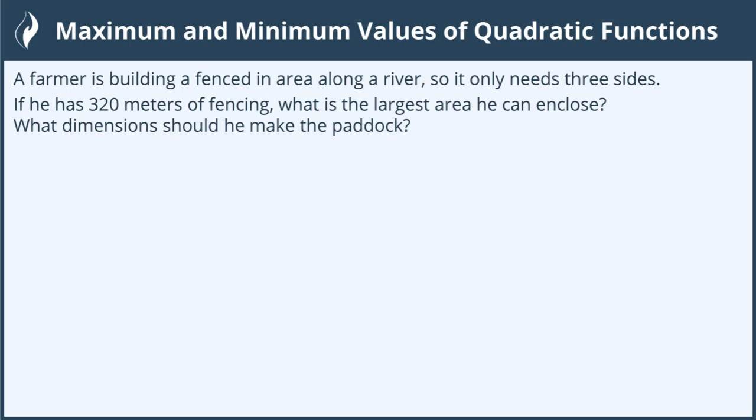This is a good real-life application of quadratic functions where we're trying to maximize an area. In this particular problem, we have a river. So here's my river, and this farmer is building a fenced-in area along this river with 3 sides. So here's 1, 2, 3 sides. He has a total of 320 meters of fencing, so that's the length of the fencing. We want to know what's the largest area he can enclose and what dimensions the paddock should be.